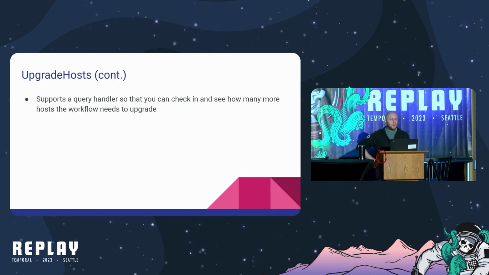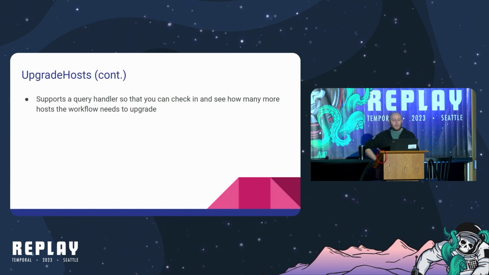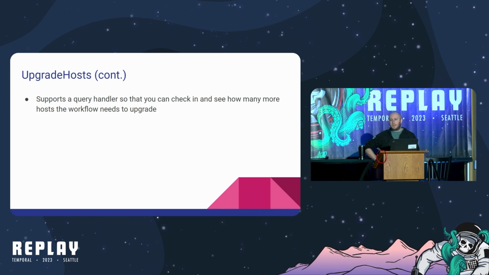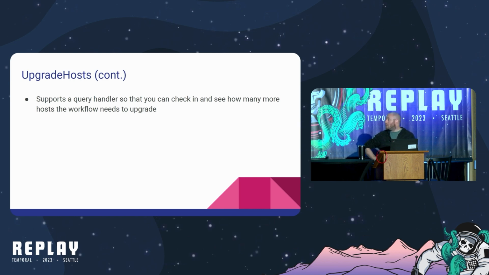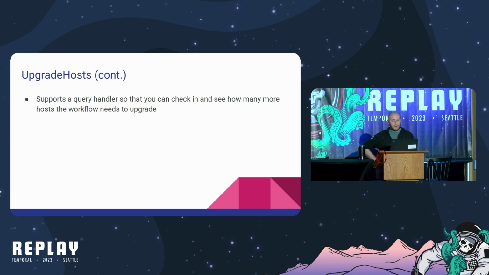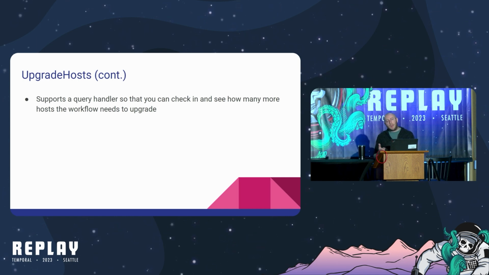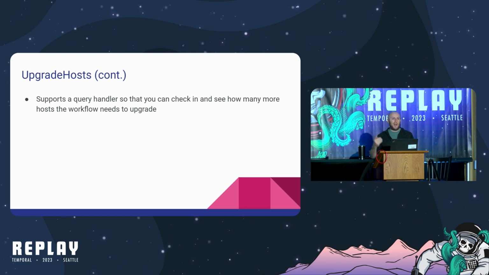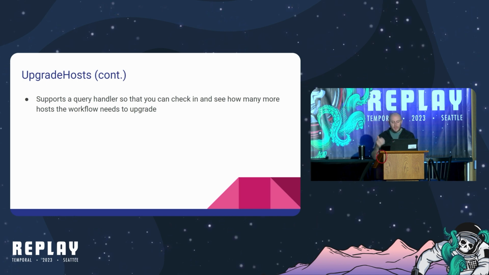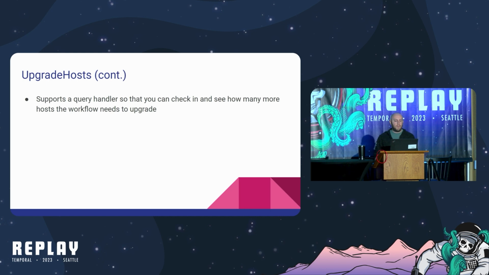Other thing that we found useful was adding in a query handler. That way you can just invoke a call to the workflow itself to see how many more hosts you need to upgrade, so you can periodically check it. So if you're like me and occasionally running this stuff, you want to see how long you actually have to wait till it's done. That's pretty convenient because you can just do that through the CLI.